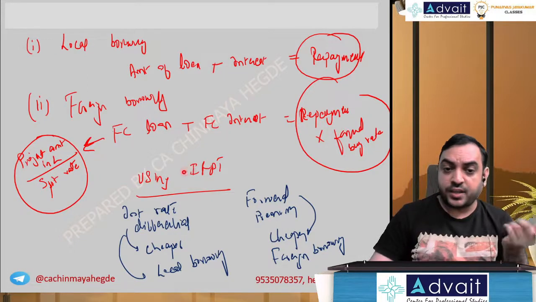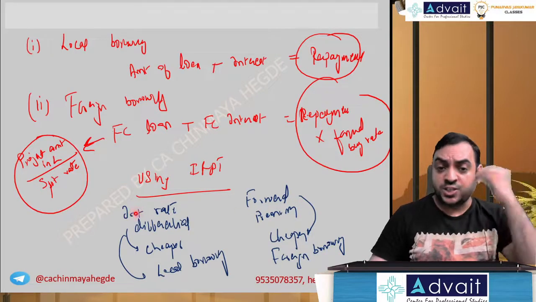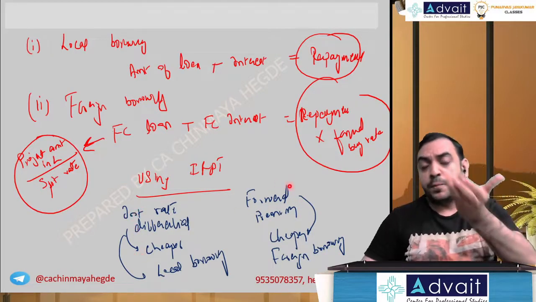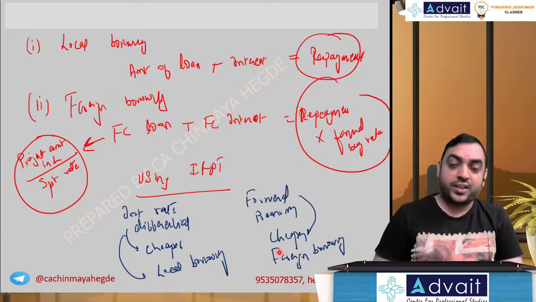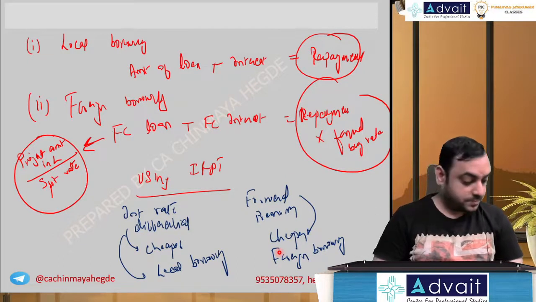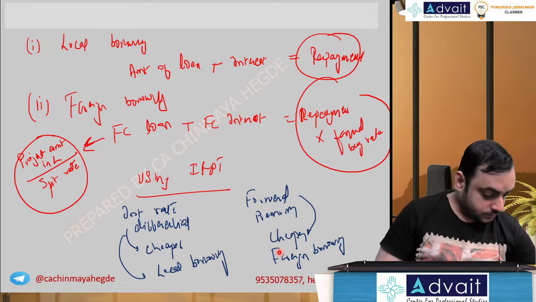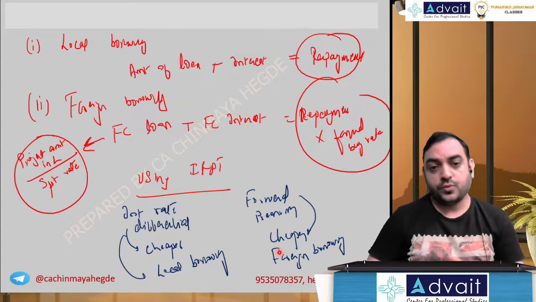Or using IRPT, interest differential versus forward premium. If interest rate differential is cheaper, local borrowing; forward premium is cheaper, I'll go for foreign borrowing. That is another way of explaining or giving the recommendation. Okay, very good.